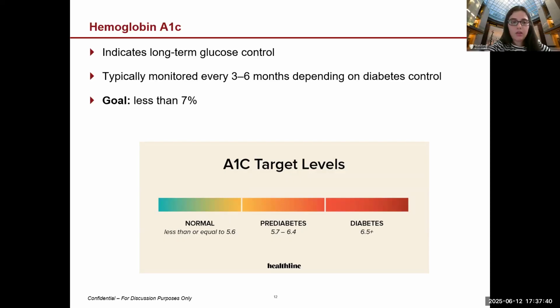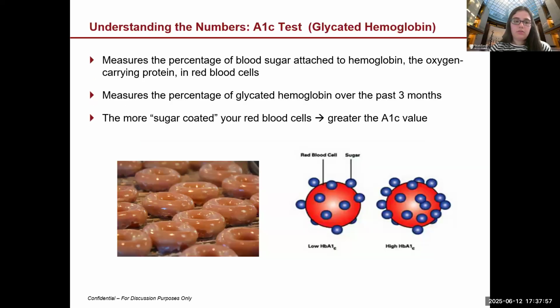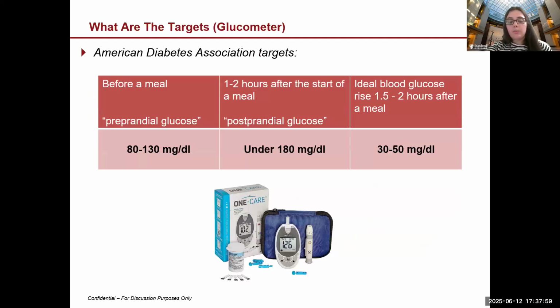I'm sorry, I forgot the other part of the question, but let me talk about how to treat a low blood sugar. And I will refer back to the targets. So let's go to here. So if you check your blood sugar and it's less than 80, it means that your blood sugar is too low.